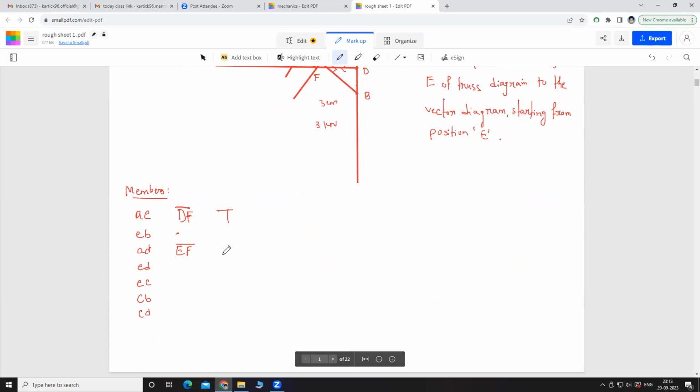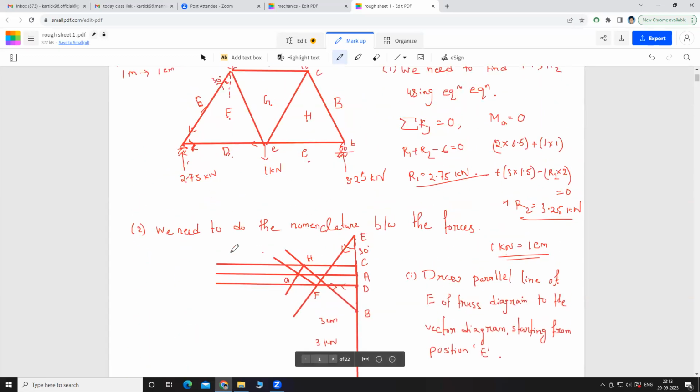So actually compression is when forces are towards the nodes. These are nodes, right? So towards the node means compression, and away from the node means tension. Okay, now we'll do it for one that is inside.